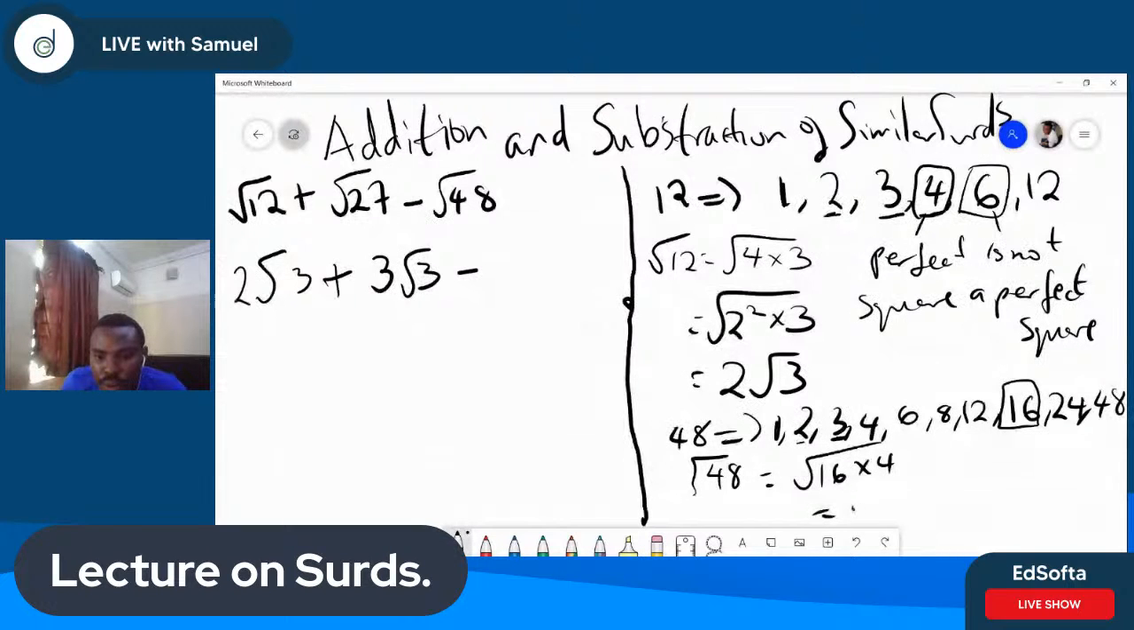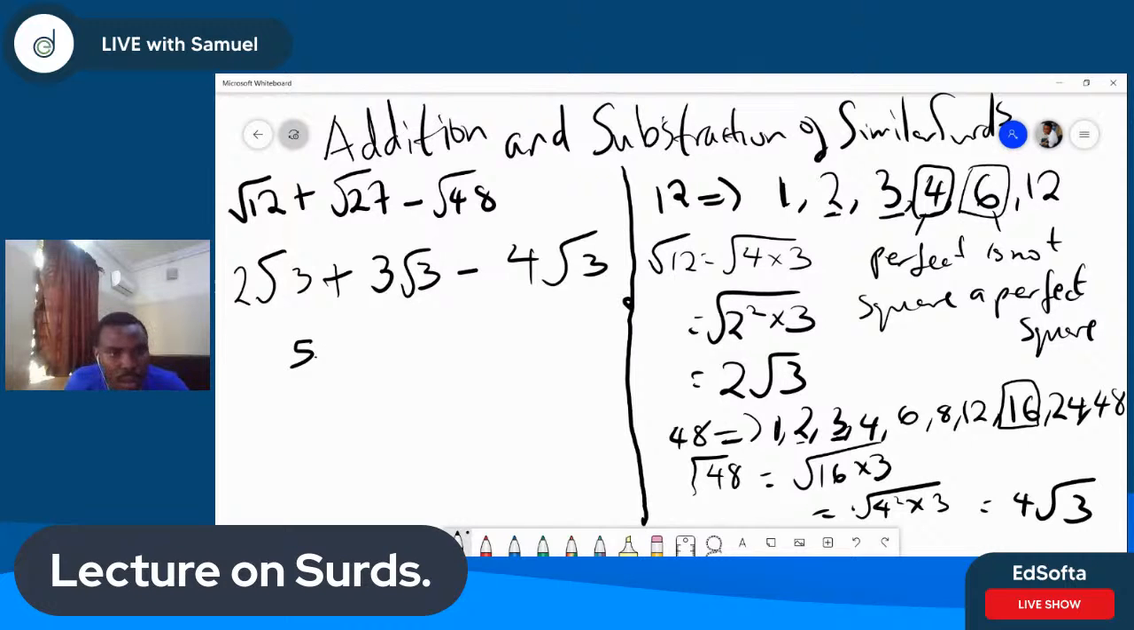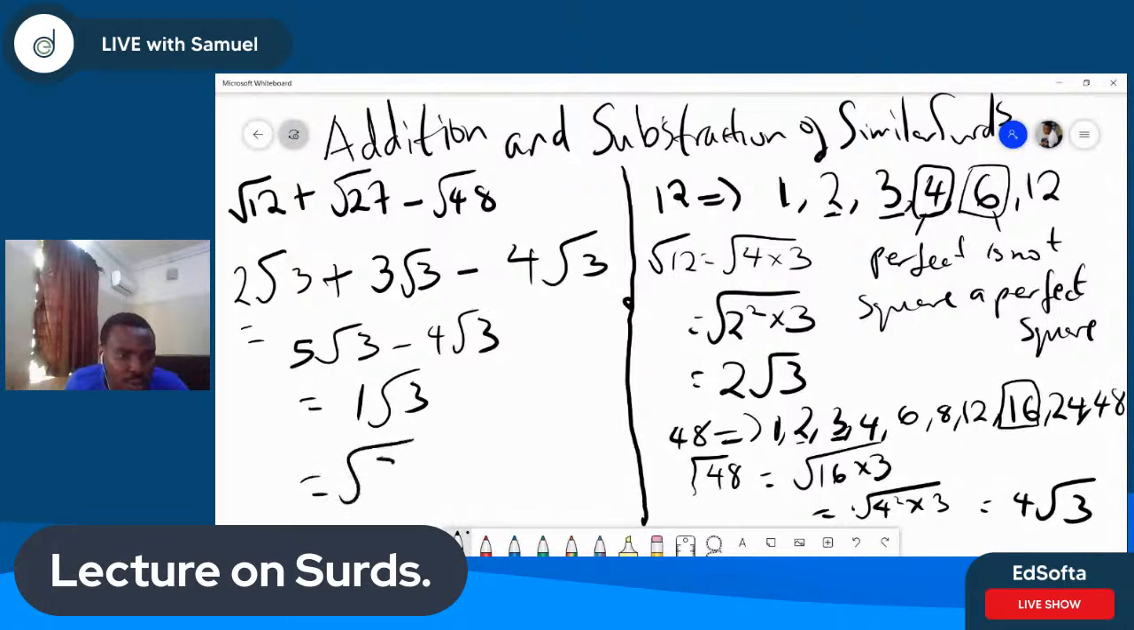Root 16 times 3 can be written as root 4 squared times 3, which is 4 root 3. So this is 4 root 3. So this 2 root 3 plus 3 root 3 is 5 root 3 minus 4 root 3, which you can write as 1 root 3, or better still, as just root 3. That's our final answer.